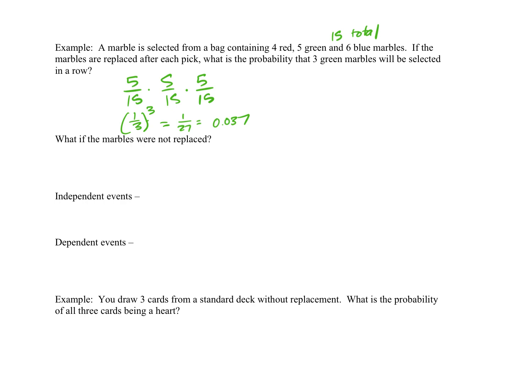All right, you guys, would this change if we weren't replacing the marble each time? Yeah, what would happen? The first one would still be 5 out of 15. Then 4 out of 14, then 3 out of 13. The top number is 60. The bottom number is 210 times 13. 21 times 13 is, well, 20 times 13 is 260. And what is 60 out of 2730?